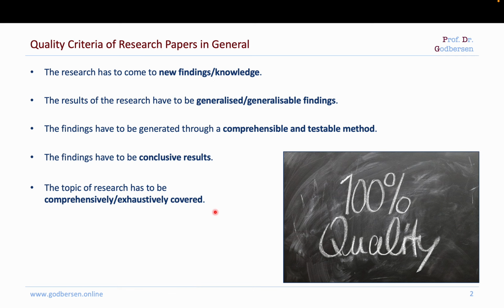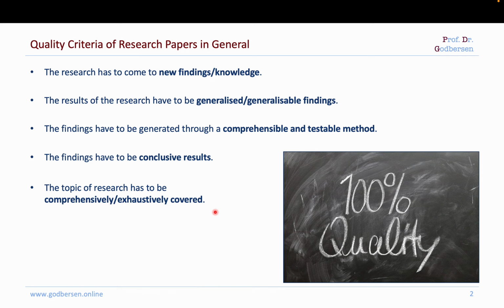Finally, you need to work on your topic comprehensively, or in other words, exhaustively. You need to cover everything that is relevant for your topic, for your research. You cannot cherry pick what just fits your argument. You have to deal with everything that's there. That is especially important for the theory section.